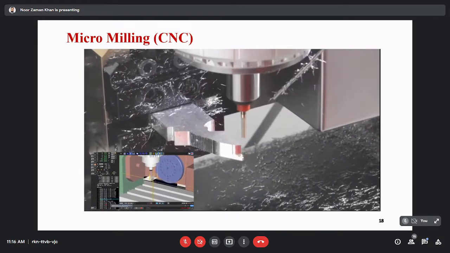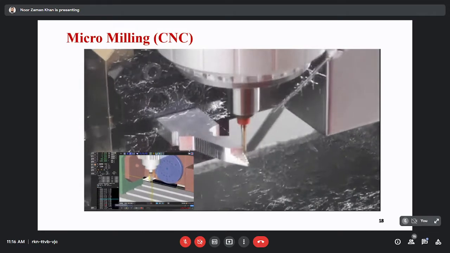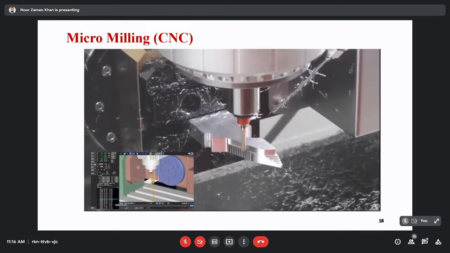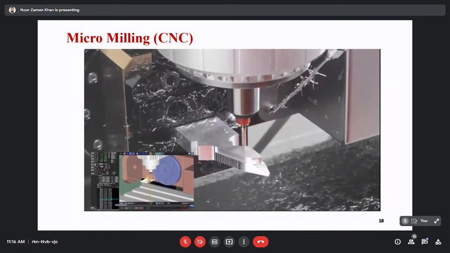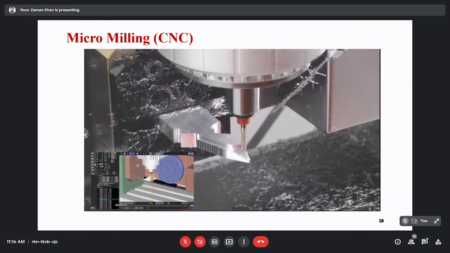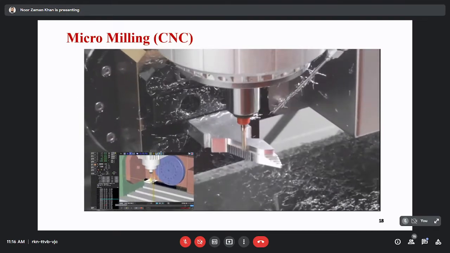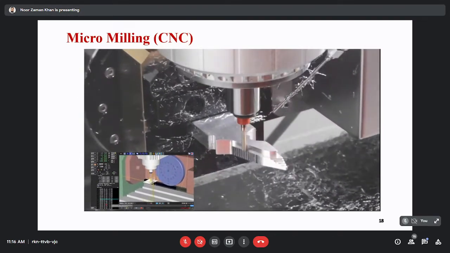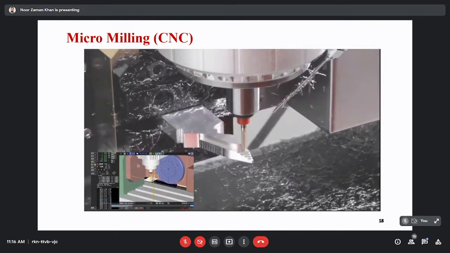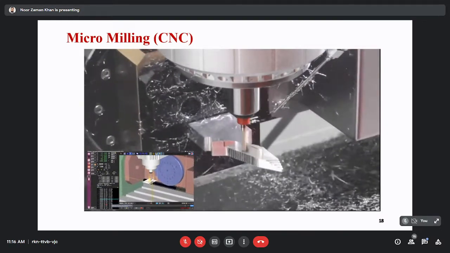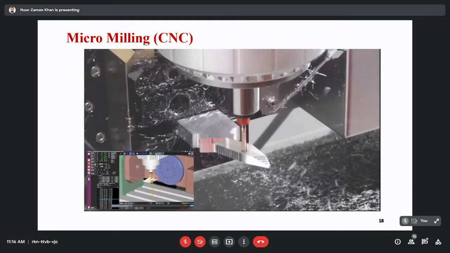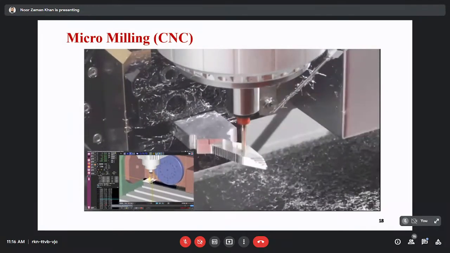Why do we require micro milling? Because no secondary finishing operation like grinding may be possible. To produce very intricate and complex shapes where grinding is not possible, we need to go for the micro milling operation. And the machine position accuracy should be less than 10 micrometers to perform micro milling.